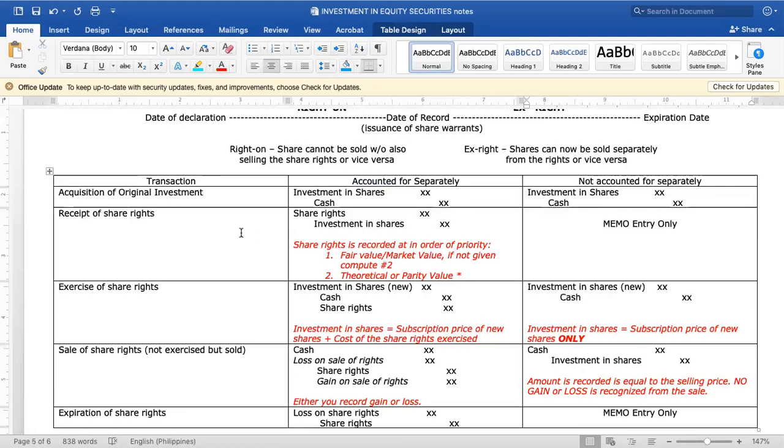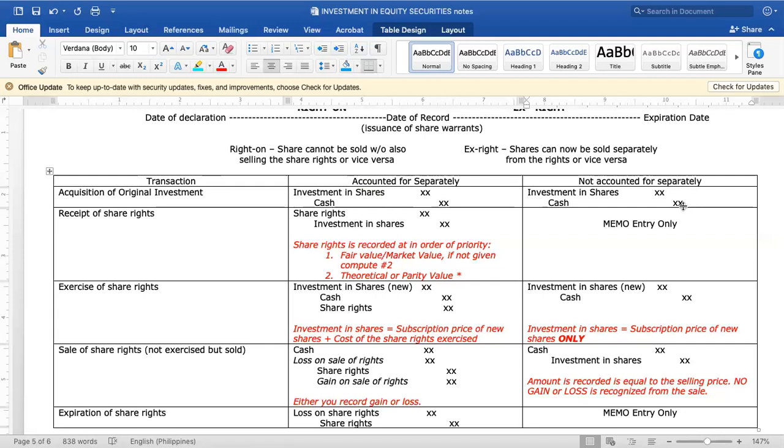Okay, so these are the transactions related to stock rights and how we account for them under accounted for separately and not accounted for separately. First, you have the acquisition of the original investment. This is the initial measurement. It's the same entry in both: debit investment in shares, credit cash. How about the receipt of share rights? You receive share rights declared by the board, where you will receive one right for every share you own.